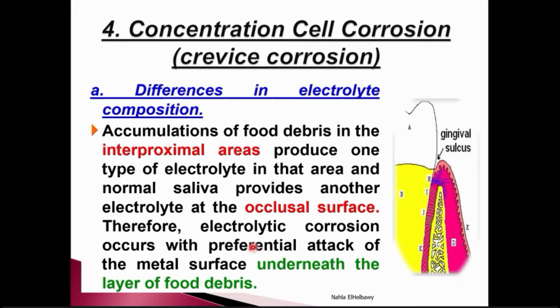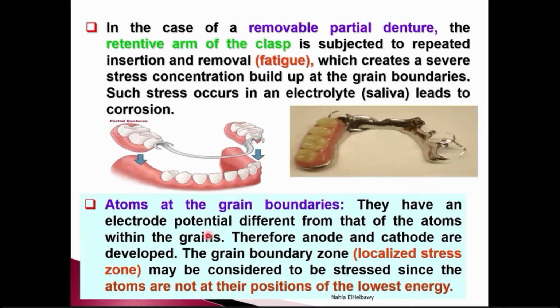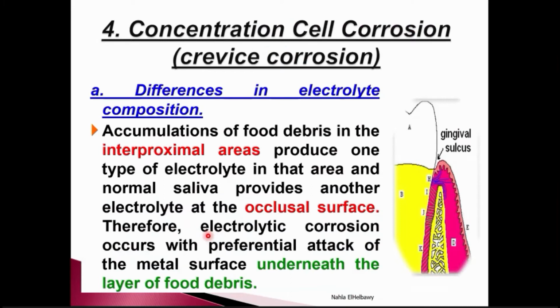I will explain in next slides how we can avoid corrosion or reduce corrosion. Of course, we cannot avoid, but we can reduce corrosion. But there is one more type of corrosion, which is concentration cell corrosion. In this type of corrosion, in the same area, we develop different electric potentials. We have the same material, same metal, but we have different areas of potential. So due to difference in potential, the electric current will flow.